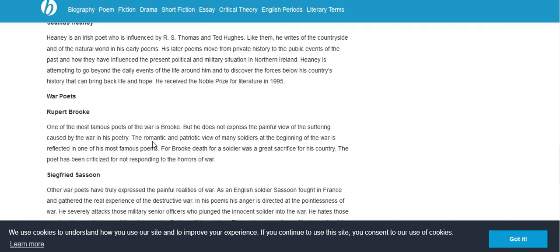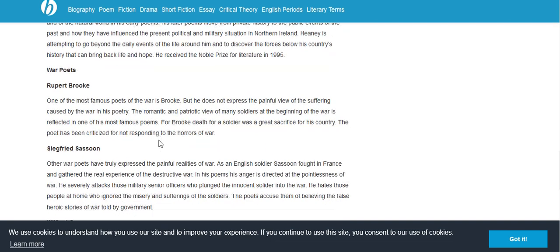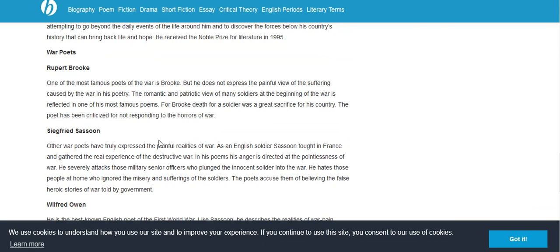So now let's know some war poets, like Rupert Brooke. Rupert Brooke is one of the most famous poets of the war, but he does not express the painful view of the suffering caused by the war in his poetry. The romantic and patriotic view of many soldiers at the beginning of the war is reflected in one of his most famous poems. For Brooke, death for a soldier was a great sacrifice for his country. So this poet is patriotic.